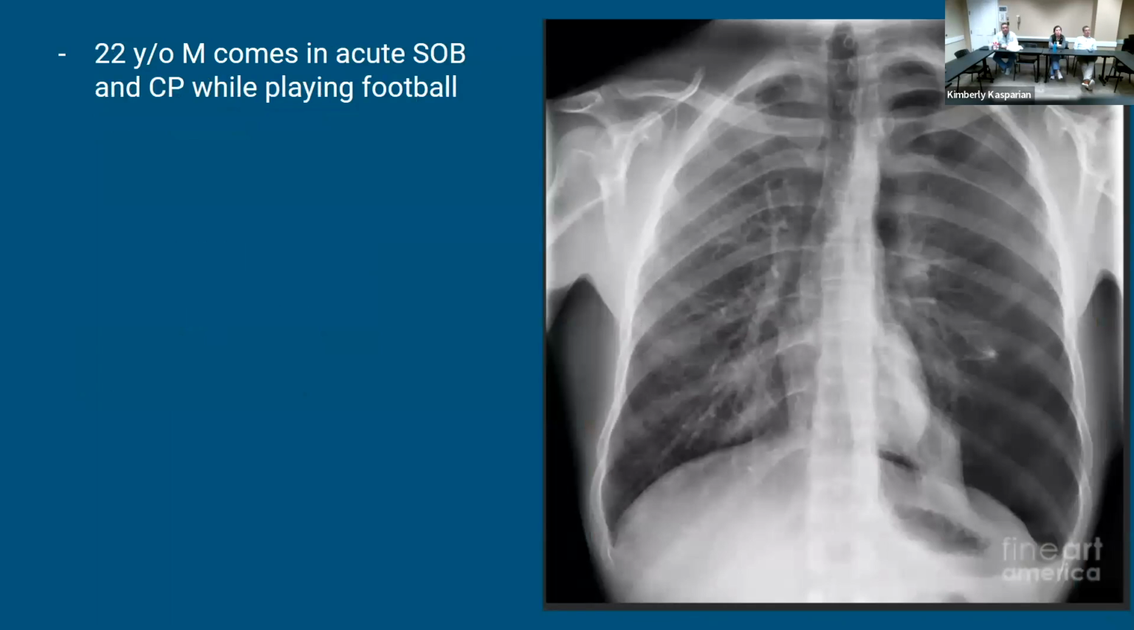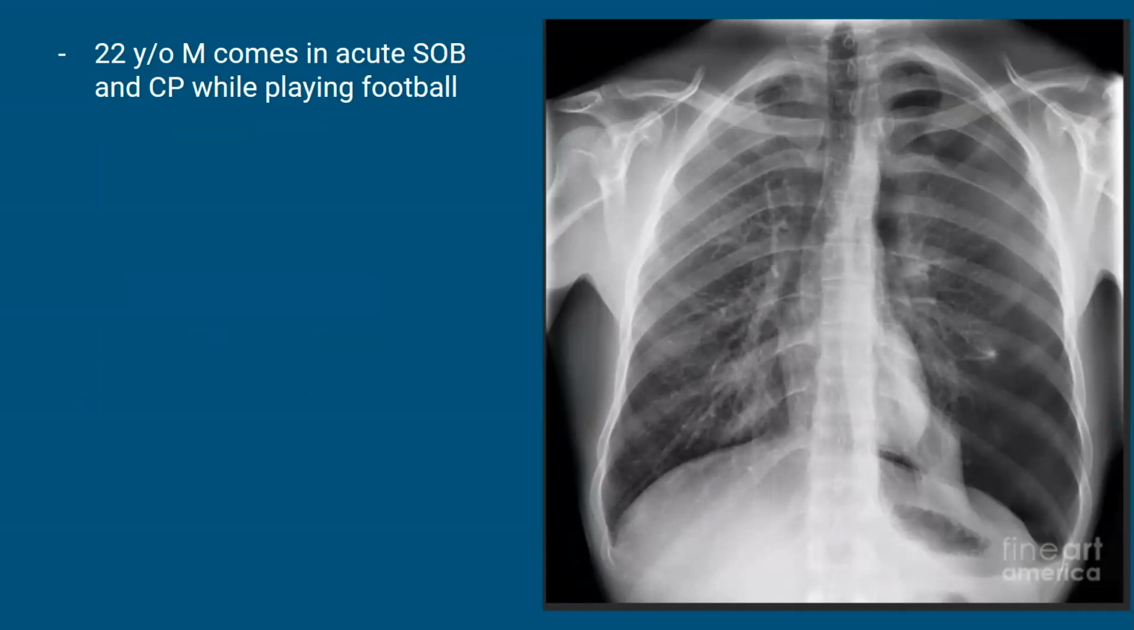All right, 22-year-old, young, lanky, skinny male, acute shortness of breath after he got tackled playing football. Bakers. Pneumo. Take a look at it.